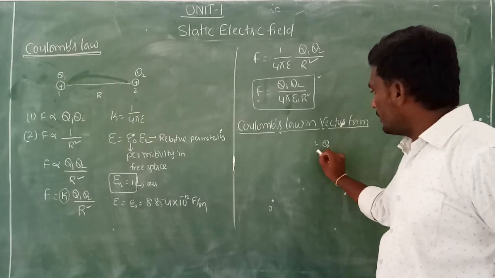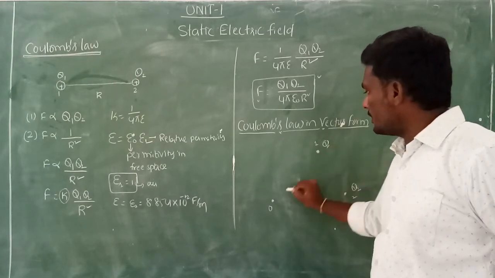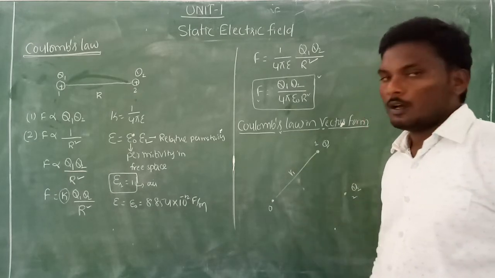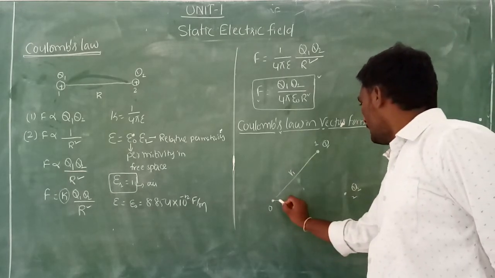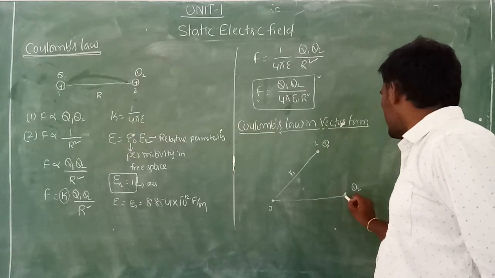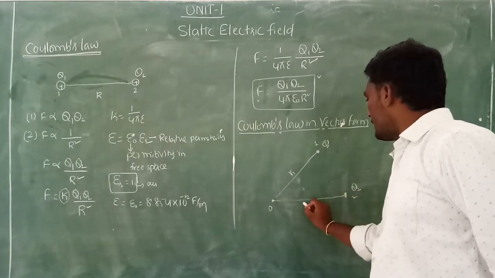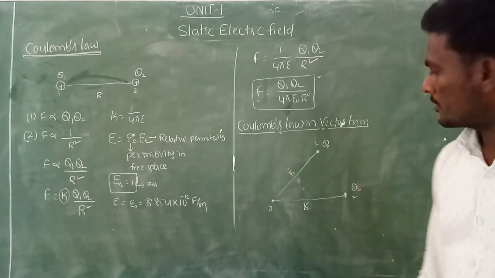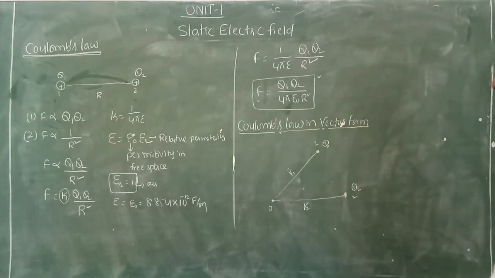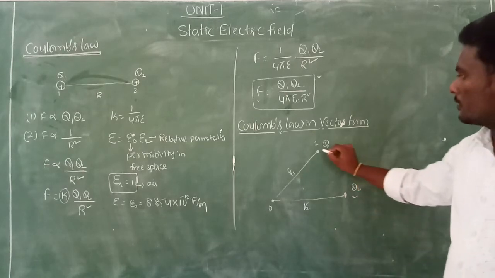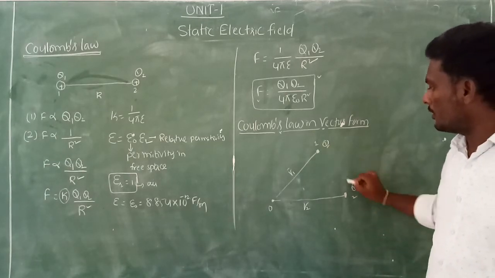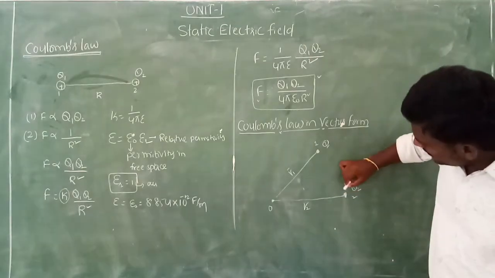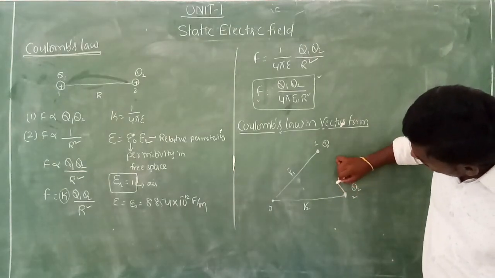Now imagine that the point charge at position 1 is at a small r1 distance from the origin, and similarly you have one more charge at position 2, at an r2 distance from the origin. According to Coulomb's law, whenever two charges are brought nearer to each other, what will happen? A force exists between the two charges, and this force acts along the line joining the two charges.